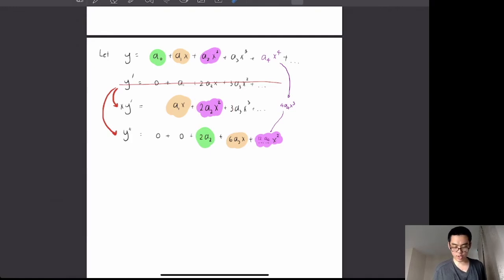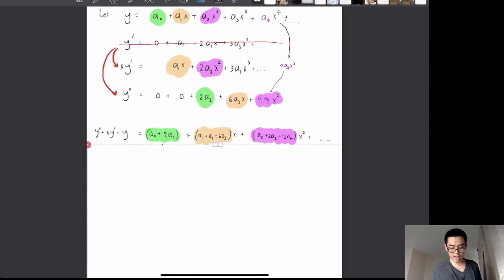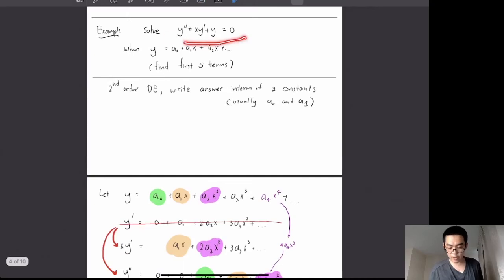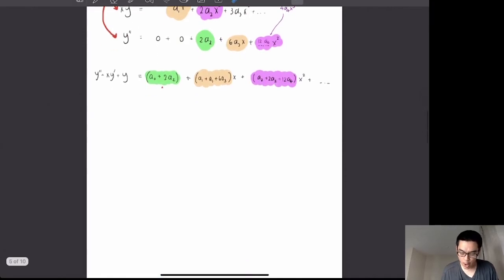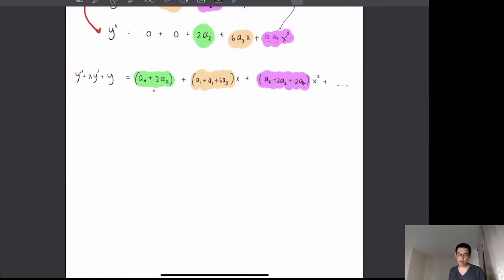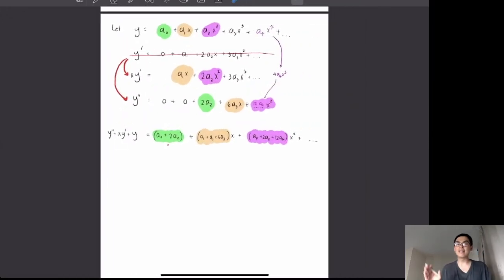All right, and then what do we do? What we do here is we write down this differential equation and make sure you combine the coefficients together, okay? So y double prime plus xy prime plus y equals this. Let's combine the same order together: the constant you combine here, the x you combine here, and the x squared you combine here. There's no need to go to the third term, because it will have a5, which we don't care about. This is the highest we go, okay?